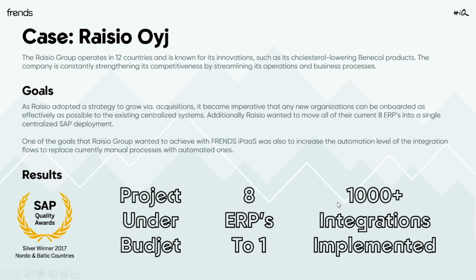systems. But the coolest part of all of this was that Raisio won the silver award for 2017 SAP Quality Awards, which is basically what SAP is awarding their customers for successful project rollouts, and they want to highlight how well these particular projects have gone. And of course, that was in the Nordic and Baltic countries.